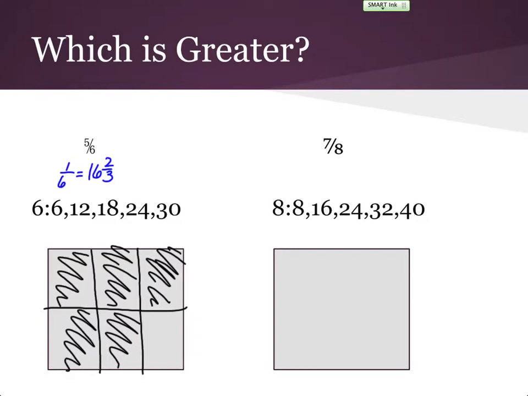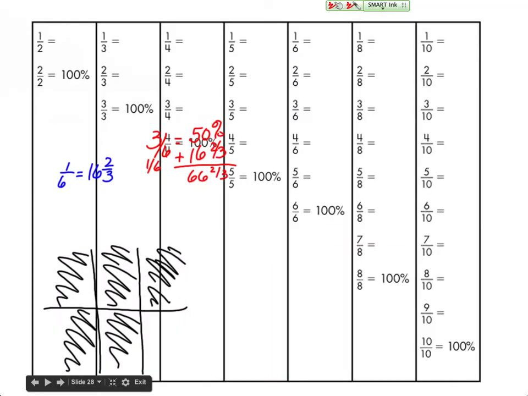Well, we know that 3/6 would be 50%. Okay, so you said 3/6 would be 50%. Does that make sense to everybody that 3 out of 6 is 50%? Okay. And then we'll add another 16 and 2/3, which would give us 66 and 2/3, and that would be 4/6. Is that what you're saying?